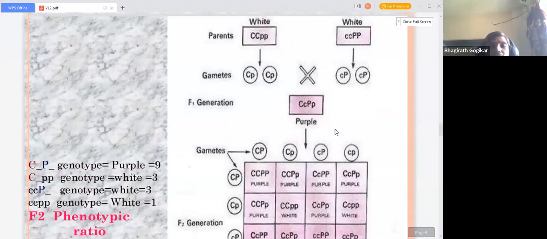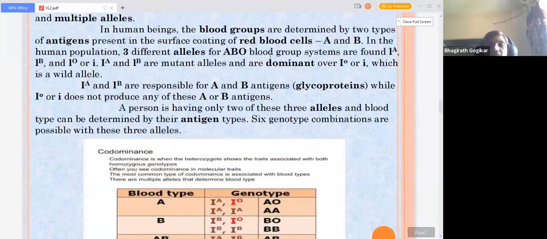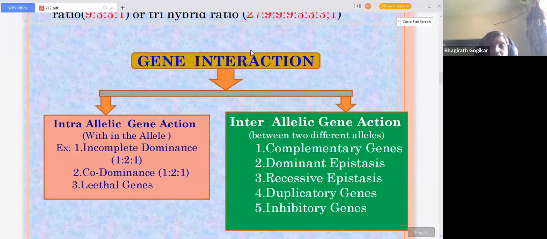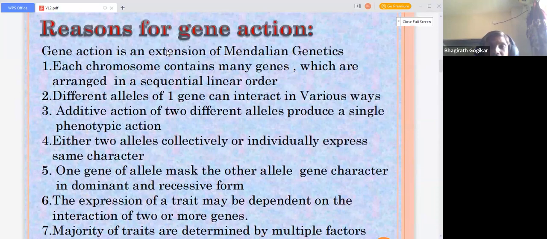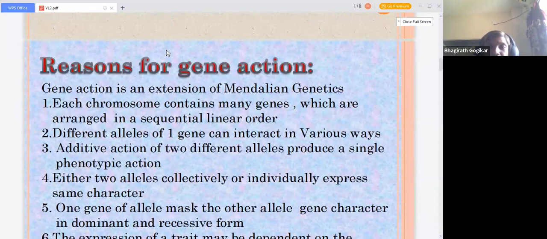Inhibitory action is there. And one more, I will go for the test cross and back cross also. I will stop the screen share and share another screen.